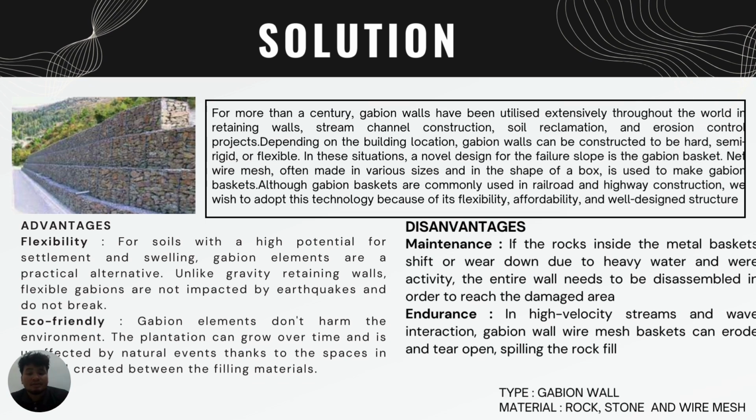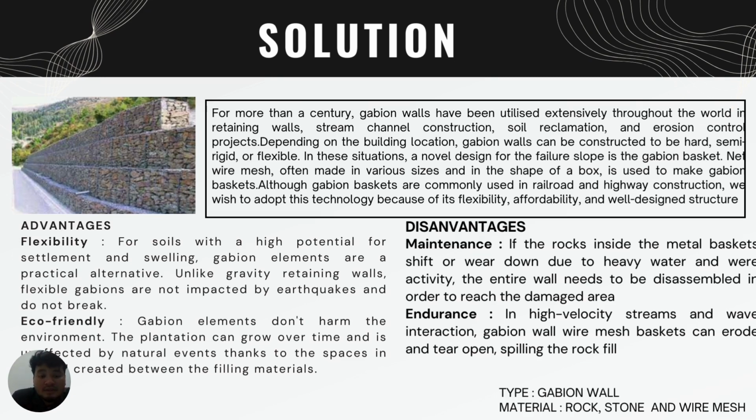and highway construction. We wish about the technology because it's flexible, affordable, and the design is such an advantage. Stability from soil is high quality from cement and receives gravity element of variability, unlike gravity retaining wall. Stability retaining walls are not input to air to a cooker and do not break.